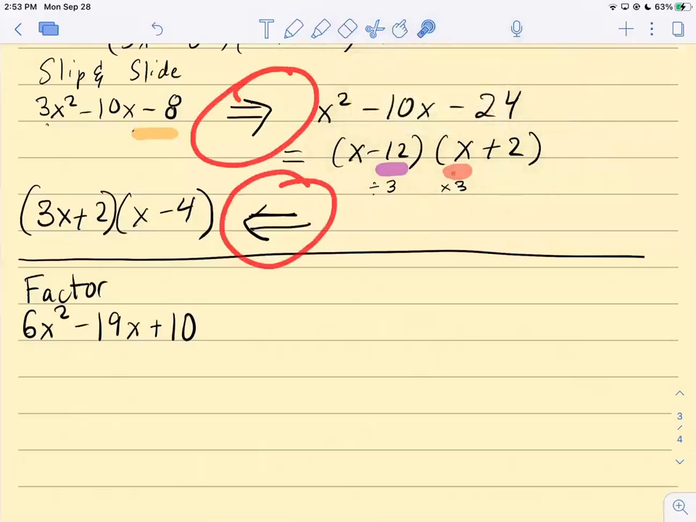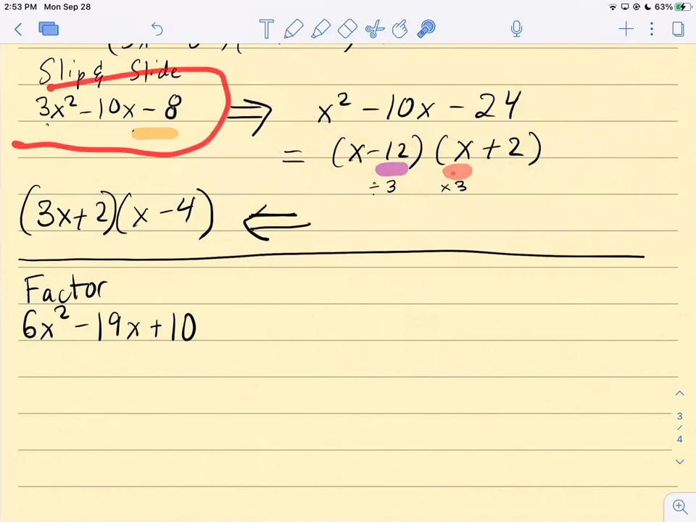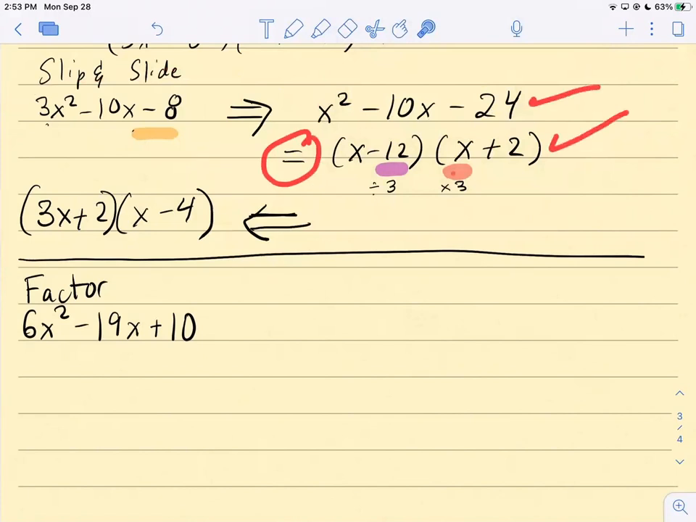Now these equations are not the same. These are not the same equations. So I can't just write an equals there. But I can draw an arrow. These two are equal. Then when I go back, I do know that these are equal.